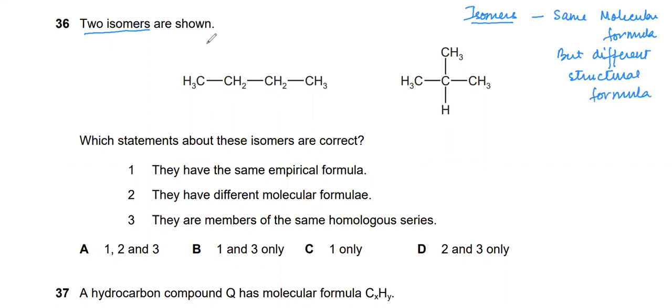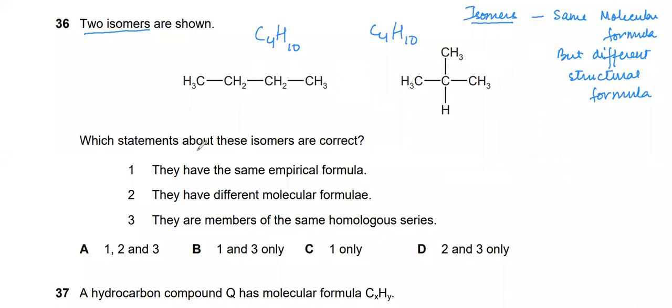Now let's see, two isomers are shown. Are their molecular formulas the same? How many carbons do you have? 1, 2, 3, and 4. We have C4 and 3 plus 2, 5, 6, 7, 8, 9, 10, so this is C4H10. Let's see, 1, 2, 3, and 4. This is again C4 and 3, 4, 5, 6, 7, 8, 9, 10. So this is C4H10.